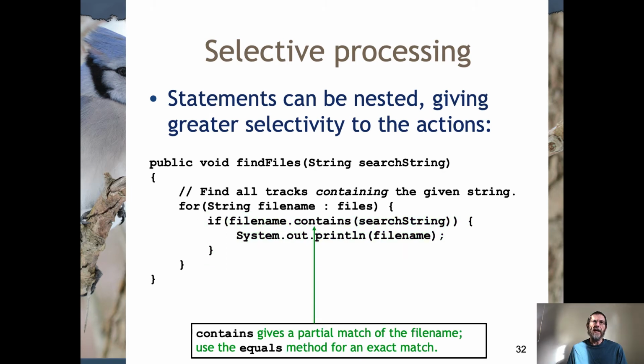So just note that the contains method that we're calling on the string file name gives a partial match of the file name. If we wanted an exact match, in other words, if we wanted the whole of the file name to match the whole of the parameter that's passed into the method, then we would call the equals method rather than the contains method. So those are two important methods defined in the string class, one of which gives a full match, which is the equals method, and one of which gives a partial match, which is the contains method.